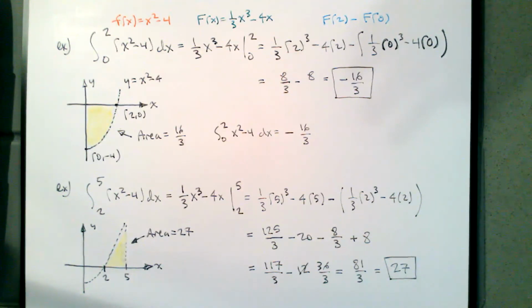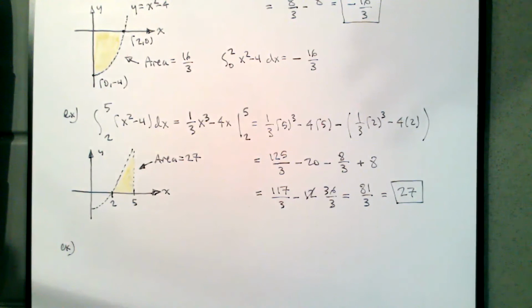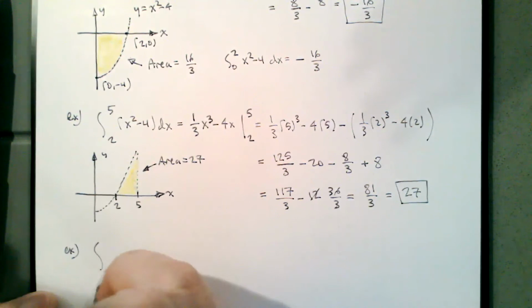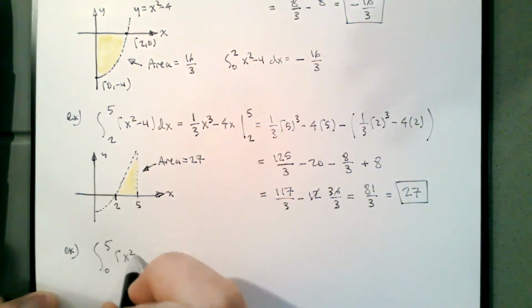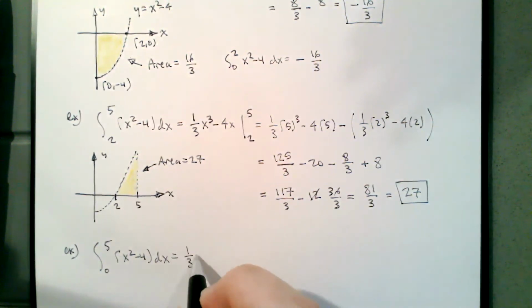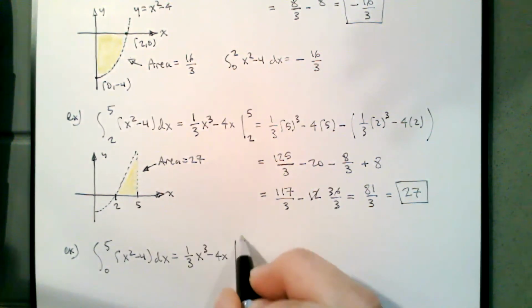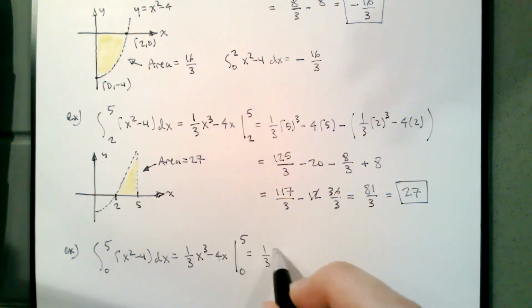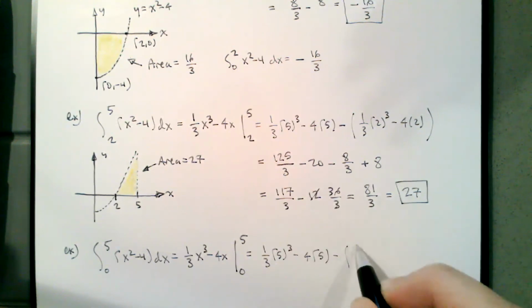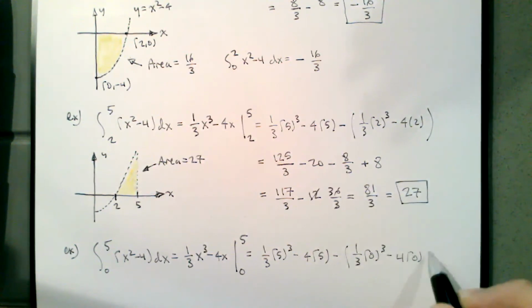Next, what we should look at is what happens if I combine these two definite integrals into one definite integral and integrate from 0 to 5 the function x squared minus 4 dx. So we're going to use the same antiderivative, 1/3 x cubed minus 4x, but this time we'll be evaluating from 0 to 5. So we'll have 1/3 of 5 cubed minus 4 times 5 minus 1/3 of 0 cubed minus 4 times 0.